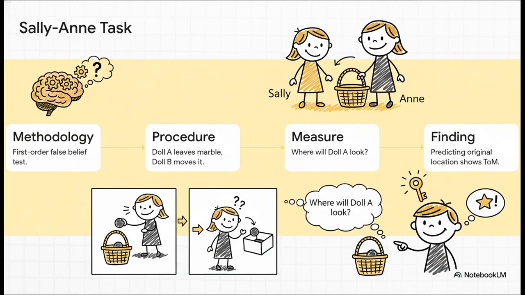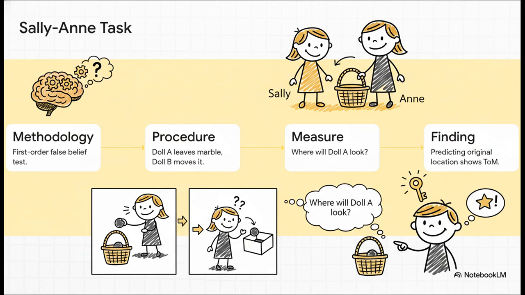Here is your step-by-step cognitive process. Step 1. Identify the methodology. You'd state that you're replicating a first-order false belief task based on the Sally Ann test. Step 2. Describe the procedure clearly. Doll A places a marble in a basket and leaves. Doll B moves the marble to a box. Doll A then returns.